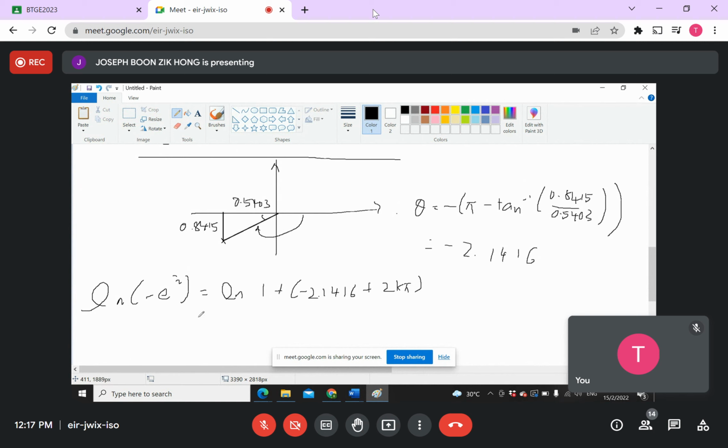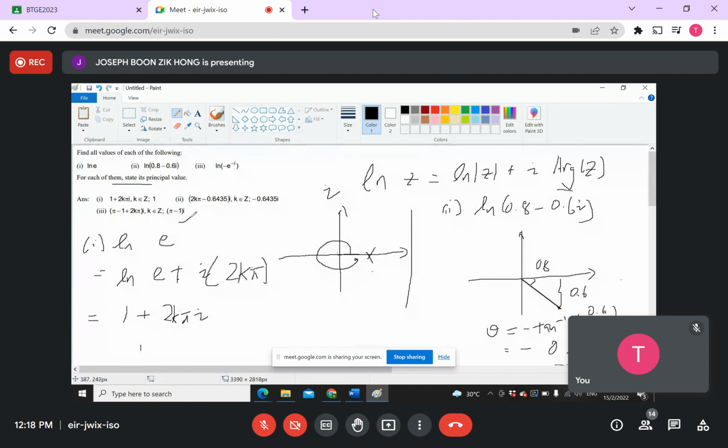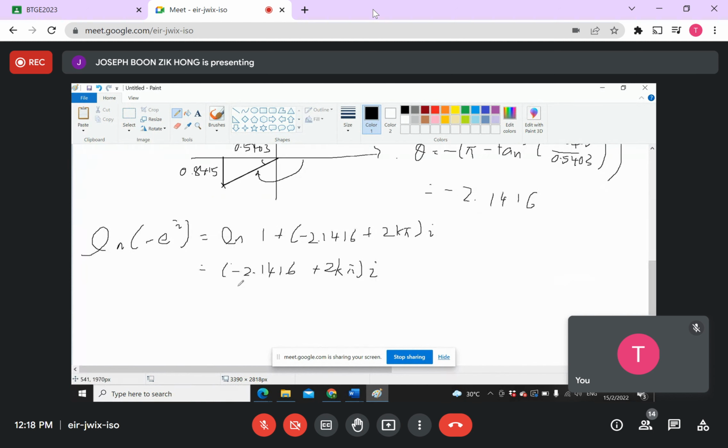So that means it will equal to 0 and then negative 2.1416 plus 2k pi i. The principal value will be negative 2.1416. Okay, so it will be equal to this one. This one is pi minus 1. Why pi? Because pi is 3.1415 and so on. So minus 1, you will get negative 2.1416 and so on. So this one will be the answer.